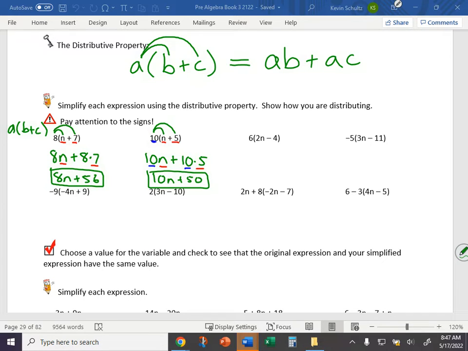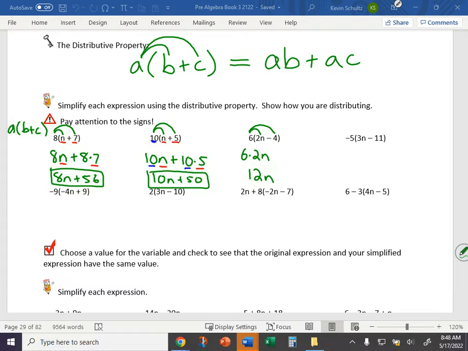The next one, 6 times 2n minus 4. So we have 6 times 2n and 6 times negative 4. In this case, we can do something with that 6 times 2n. What does 6 times 2n equal? Basically, you have six groups of 2n's, or you have 2n's and you multiply that by 6. How many n's do you have? 12.